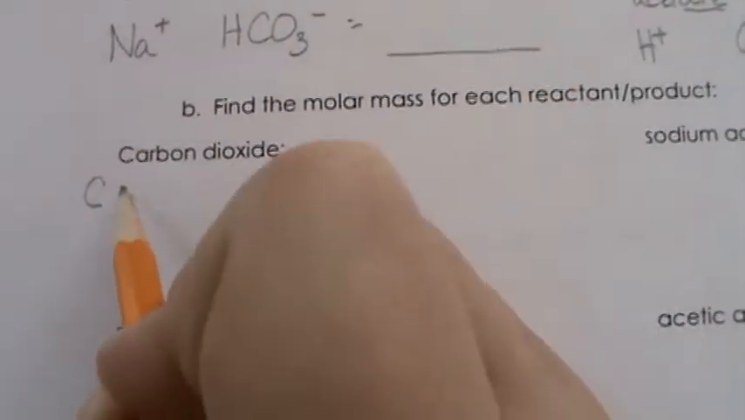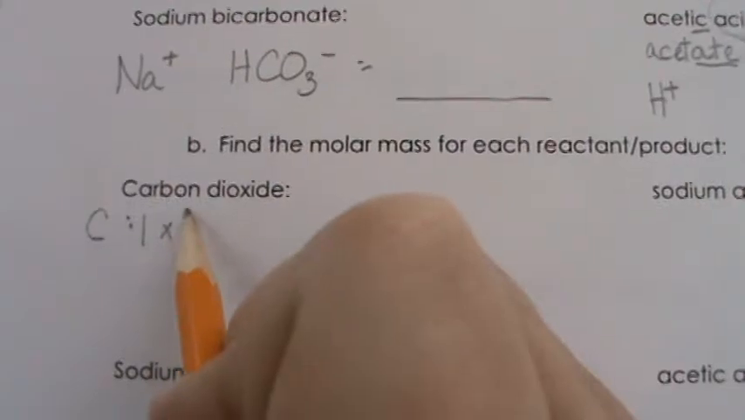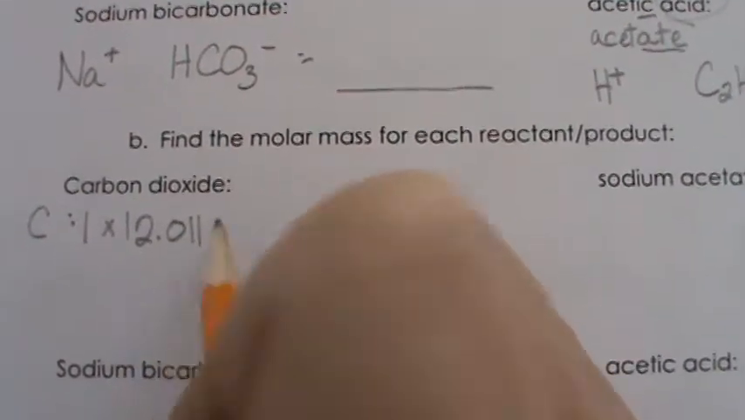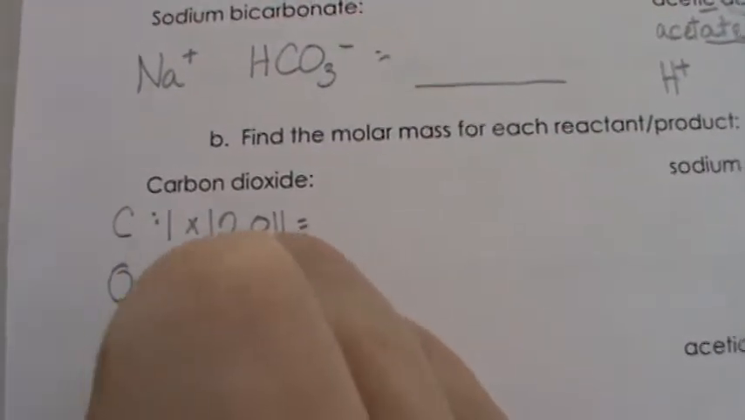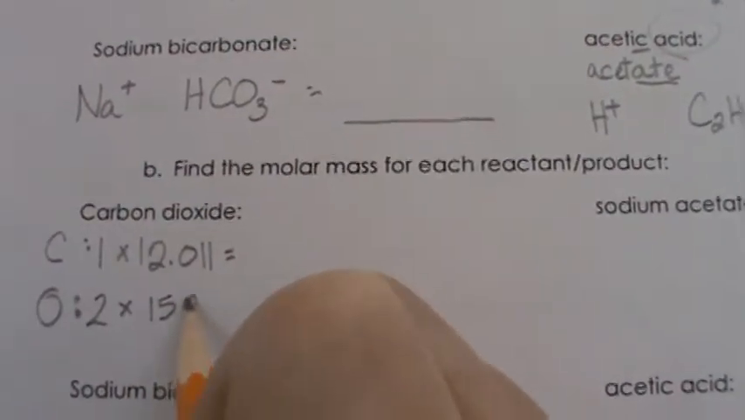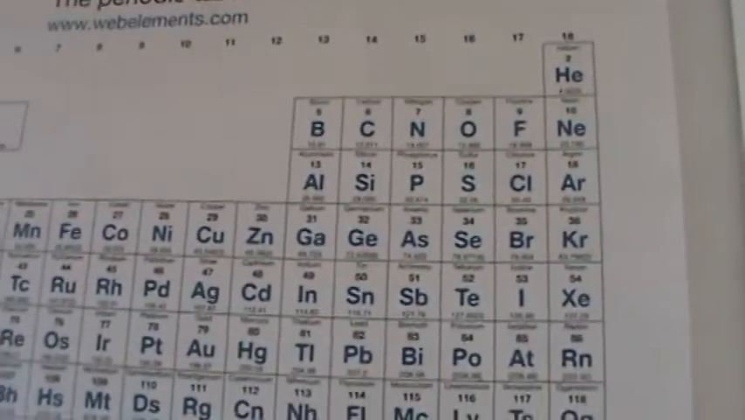Our carbons mean we have one of them in carbon dioxide, and that's 1 times, now from the periodic table, 12.011. And oxygen, there are 2 of them in carbon dioxide, so 2 times 15.999. Now it looks like I'm not looking them up, but I've got my periodic table right here, and I just have some of them memorized.